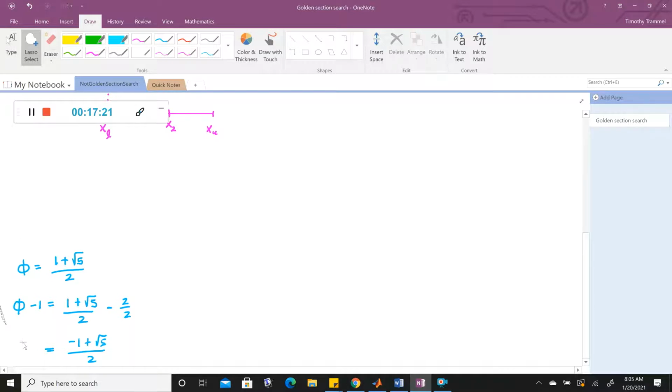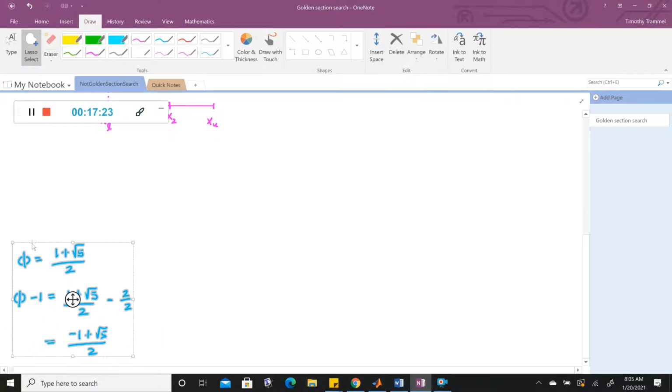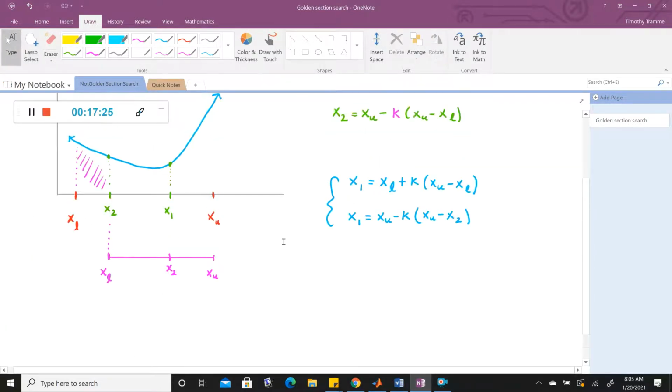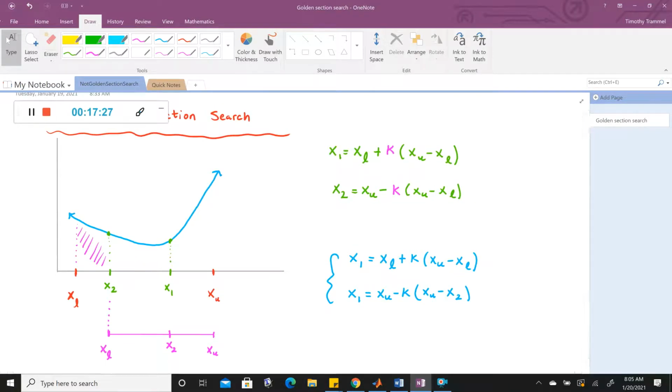I'm going to get rid of this here too. All right, almost there. And so what we're going to do real quickly is we're going to replace that k up there with phi minus 1, or the golden ratio minus 1.